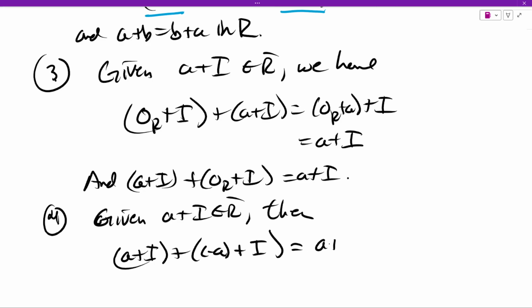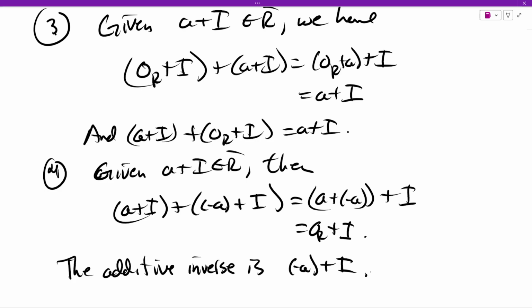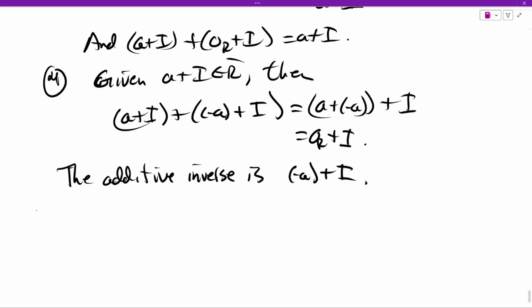Well, why is that? Our rule for adding is you just add the guys out front. And A plus negative A is 0, because negative A is the additive inverse for A. That's the additive identity. Okay, so the additive inverse is negative A plus I, and I know it's the additive inverse because we proved that they were unique.